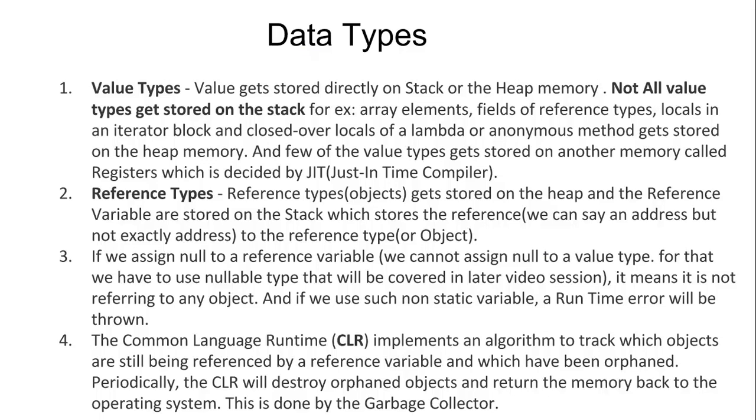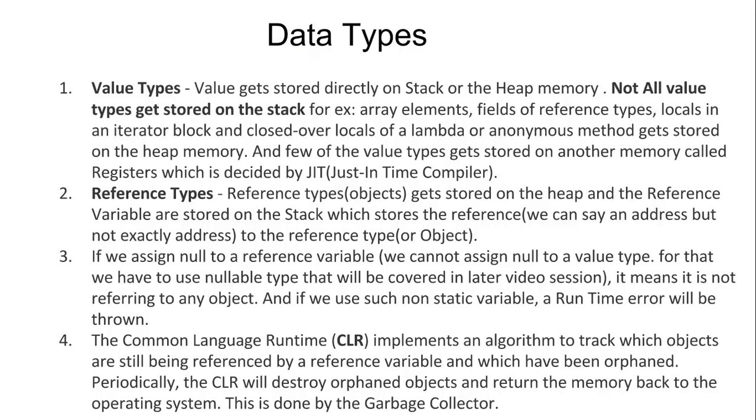Now, what is a reference type? Reference types, or we say objects, get stored on the heap memory, and the reference variables are stored on the stack. What is a reference variable? Reference variables are those variables which store the reference or address of the objects, or the reference type variables created on the heap memory. So when we create an object, we need to have a reference variable that will point to that object. The reference variable will be stored on the stack and will contain the address of the object created on the heap memory.